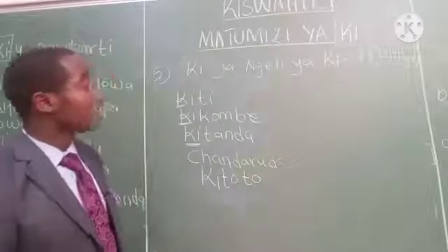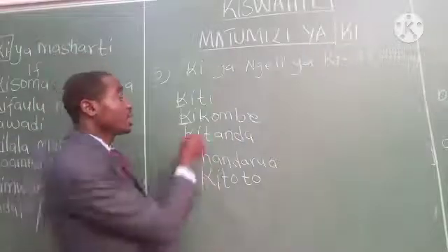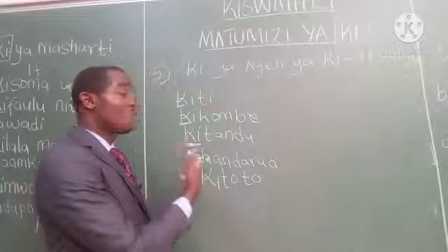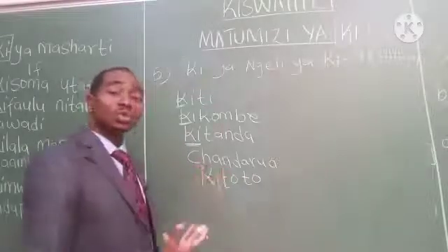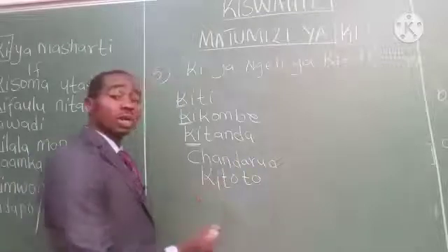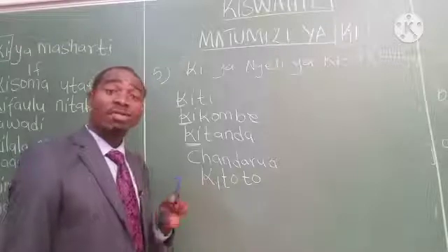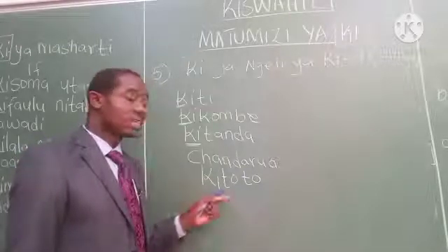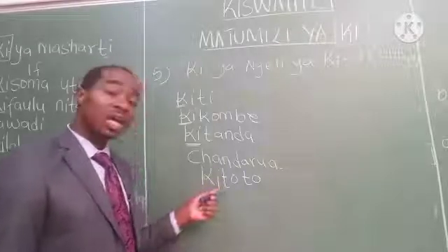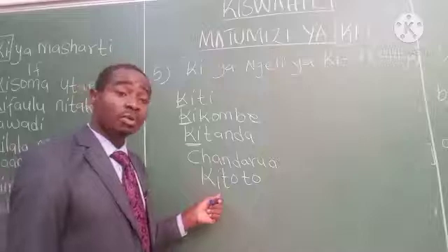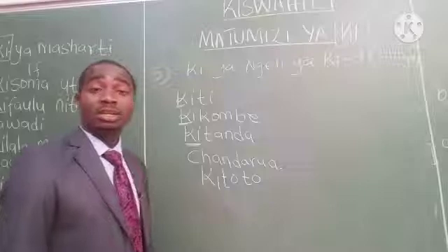Okay, in singular form. Now here, ki is used in only singular form for these nouns. And see here, kiti, this is a chair. Kikombe, cup. Kitanda, bed. Chandarua, mosquito net. Now here, kitoto, a small child. Now it doesn't mean that a small child falls in the category of Kivi, but this is a language feature, it is a diminutive form. All the nouns in the diminutive form will fall under this category, Kivi.